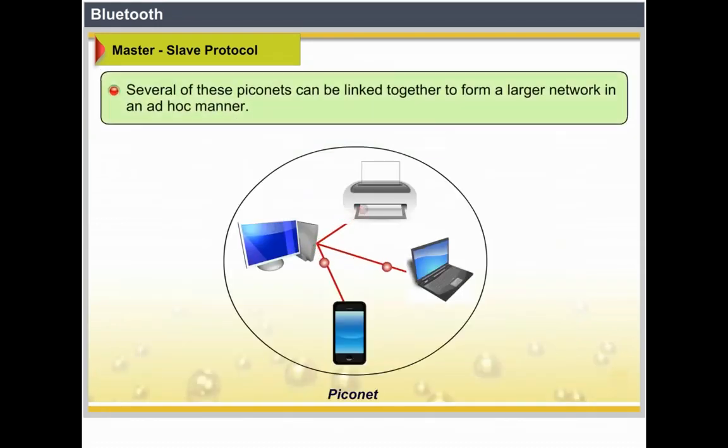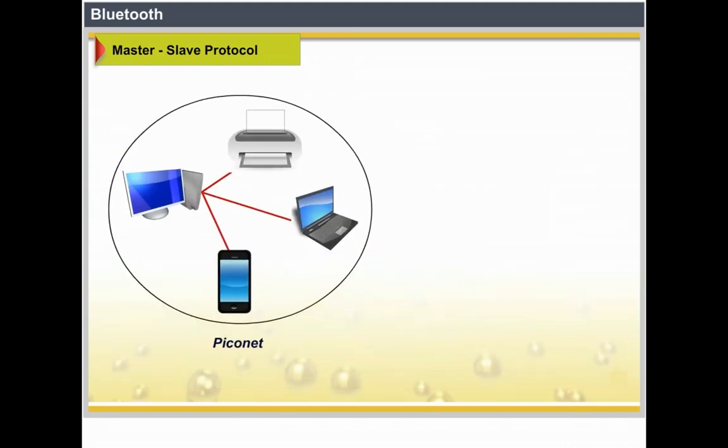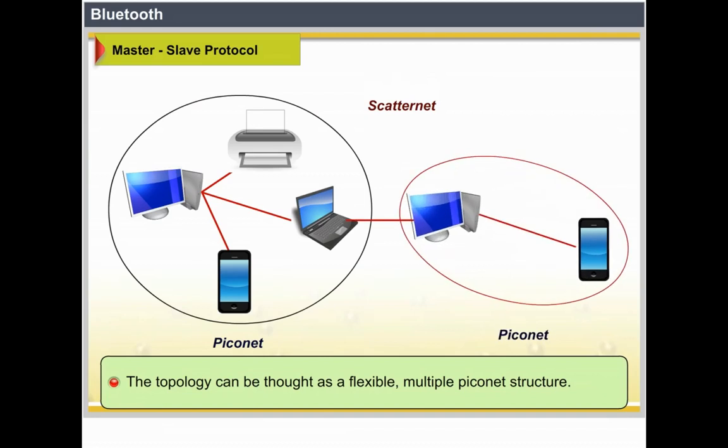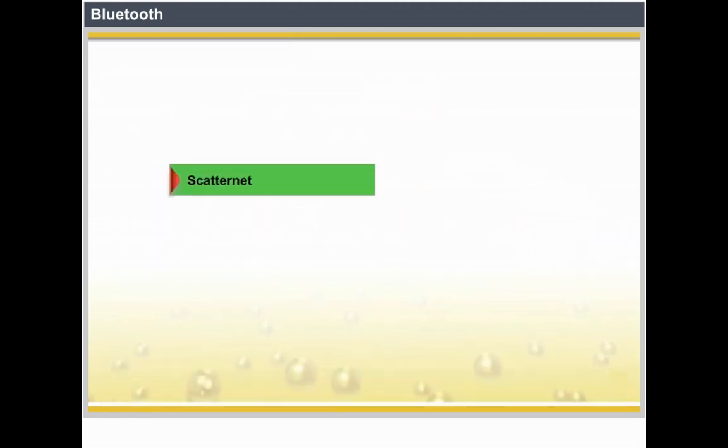Several of these piconets can be linked together to form a larger network in an ad hoc manner. The topology can be thought of as a flexible multiple piconet structure. This network of piconets is called scatternet.